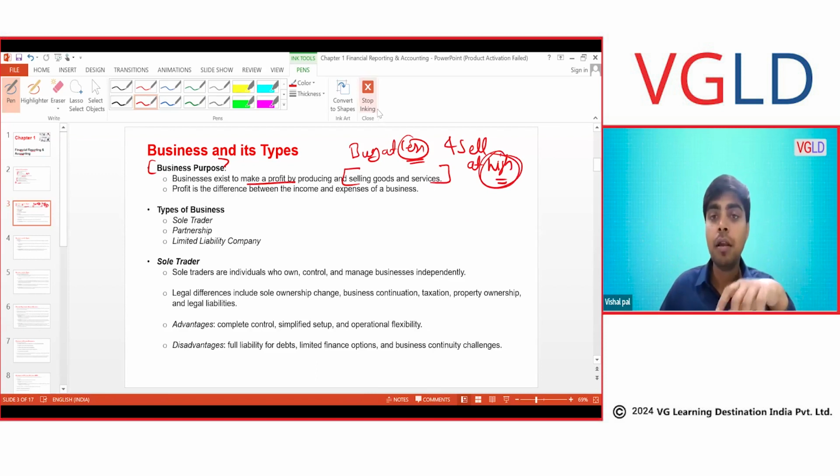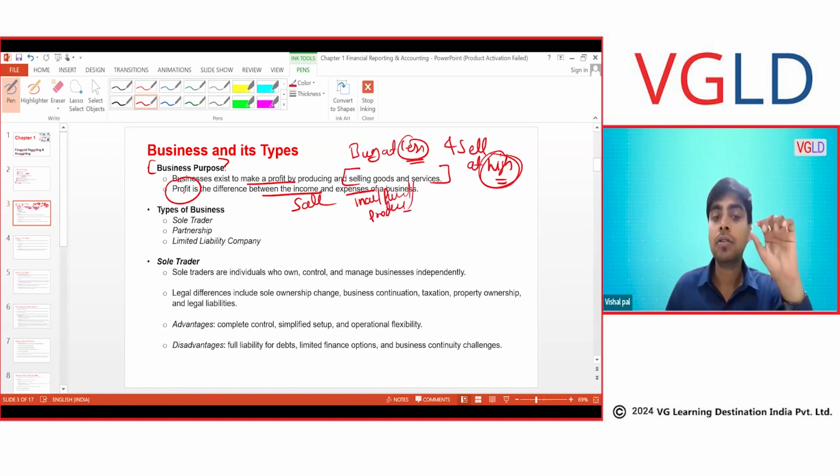Now, this is the fundamental. Profit is the difference between income and expenses, whatever you sell and whatever you have incurred or purchased or produced. So business intention is to make profit. Most of you are correct when we talk about business as a profit entity.